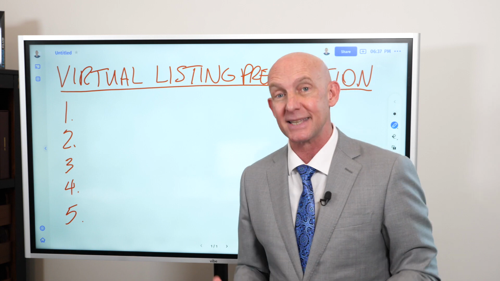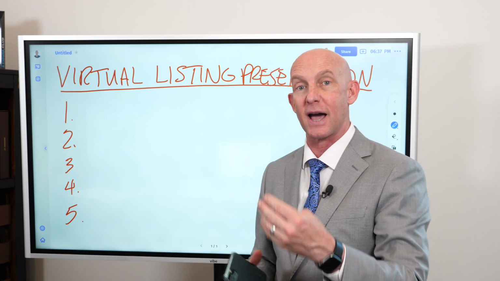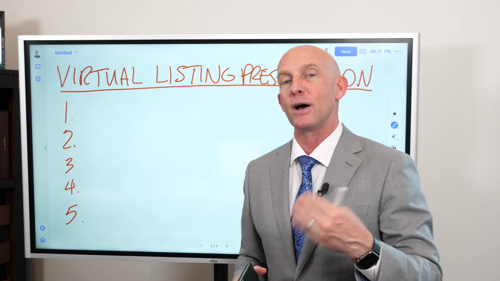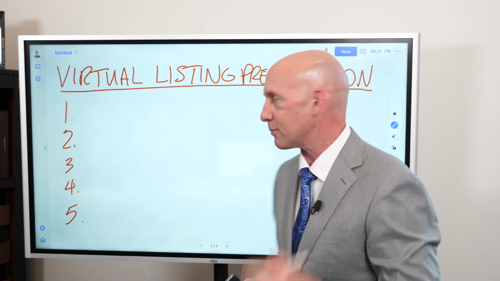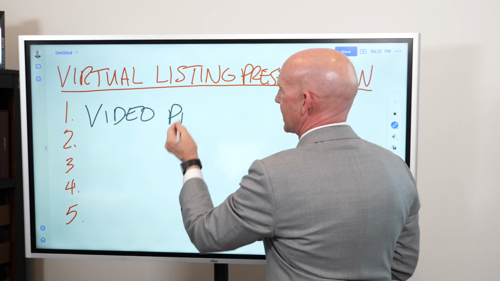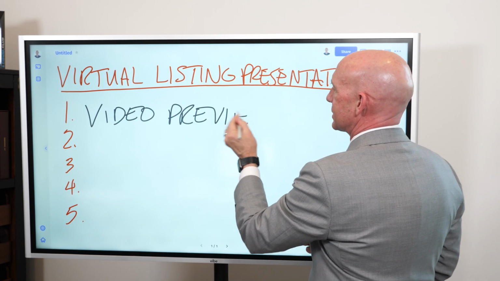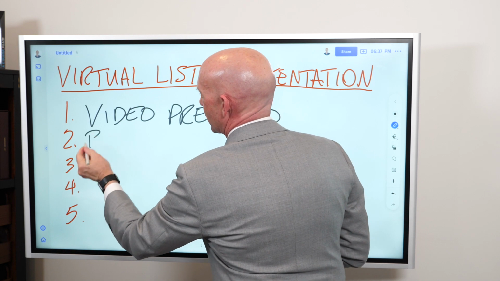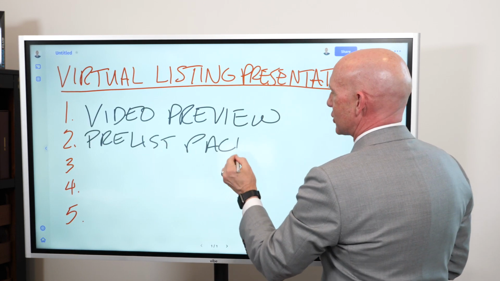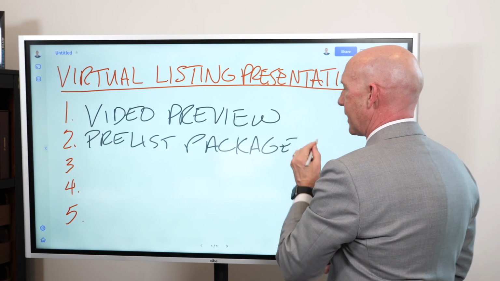Now this next thing is, after you got that figured out and they're either doing it or they've already done it, you are going to email them your pre-listing package. So number one is your video preview. That's the first thing you're going to do: you need to be able to see the house. Number two is your pre-listing package. Your pre-listing package is going to go out to them by email.